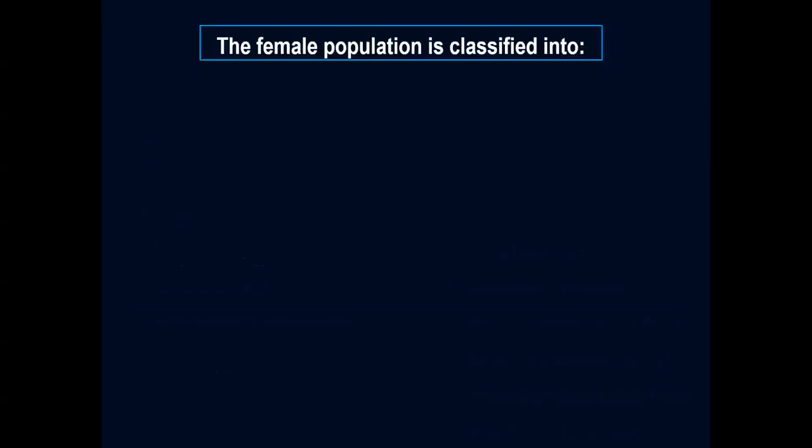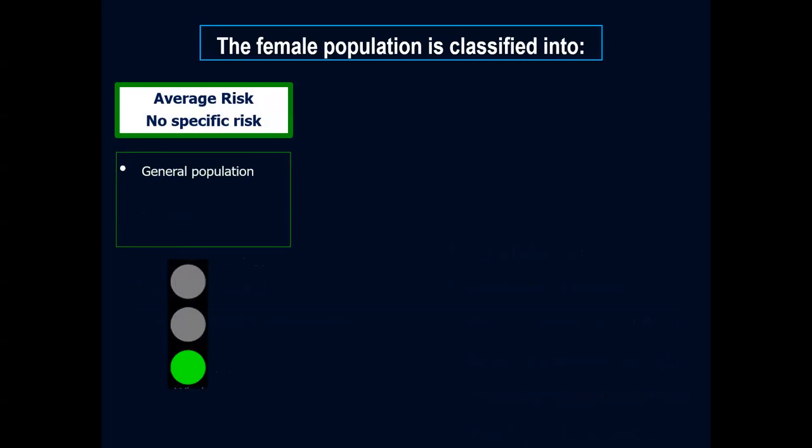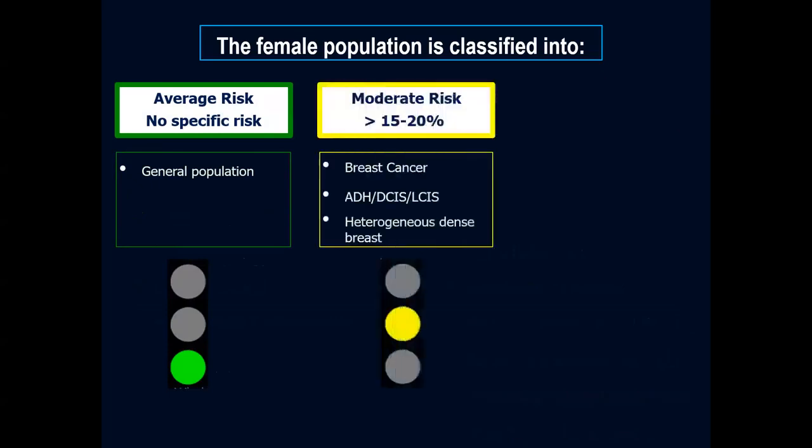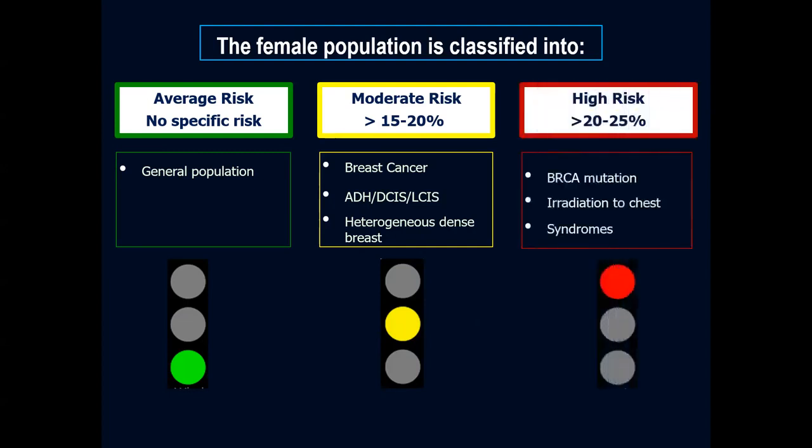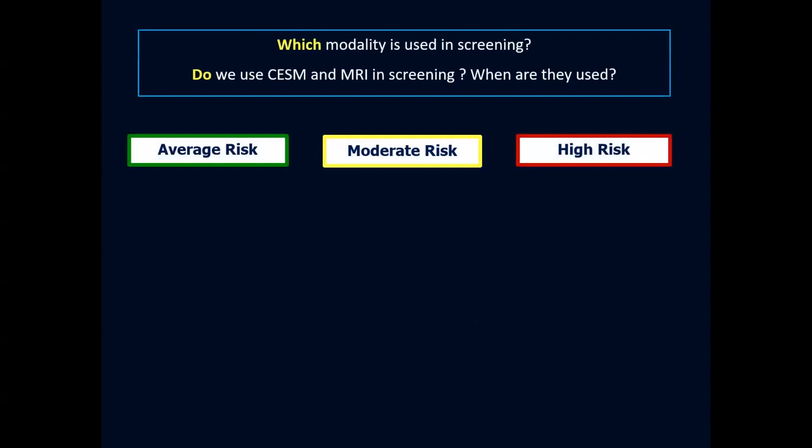In general, the female population is classified into an average risk population, a moderate risk population, which has an increased incidence of 15 to 20%, and a high risk population, which has an increased incidence of more than 20 to 25%.